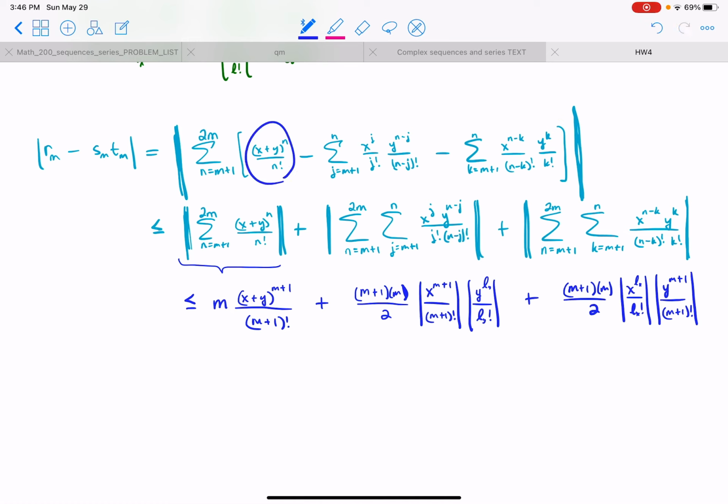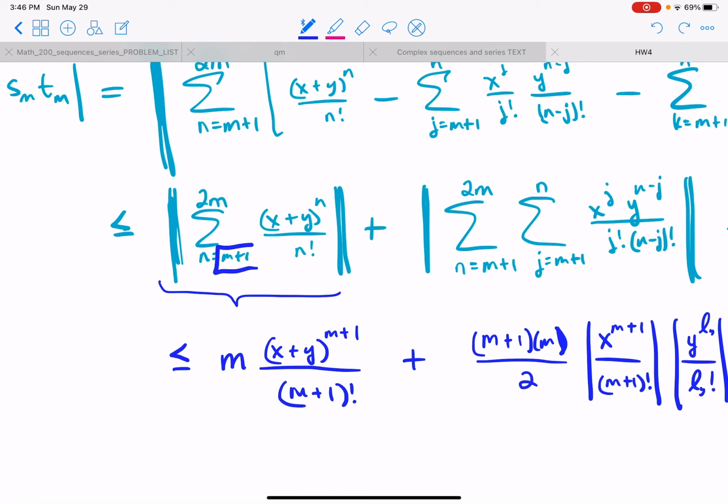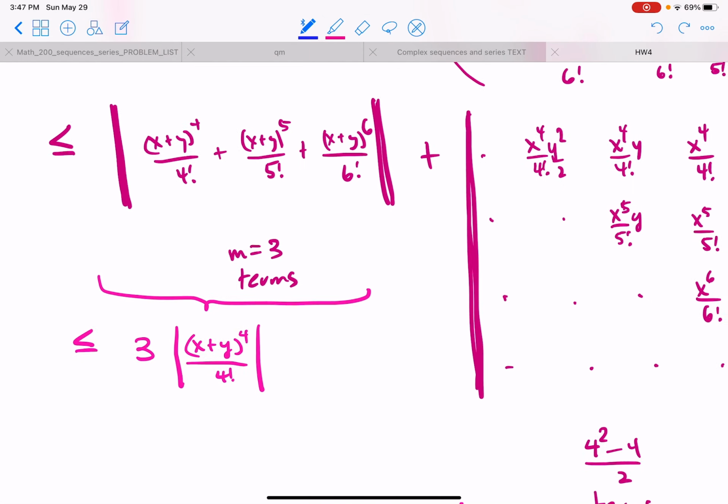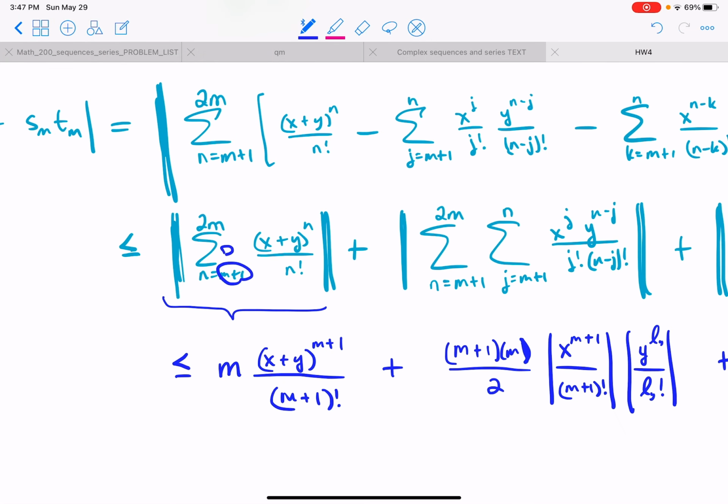So here's the part that I split off. Right there are these that I split off right here. And let's look at it. It's a sum from m plus 1 up to 2m. When m is 3, this is a sum from 4 up to 6. 4, 5, 6 of these things. And that is exactly what we get over here. 4, 5, 6 up to 2m.